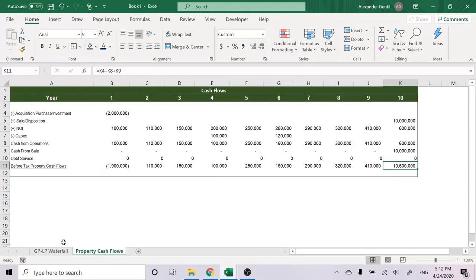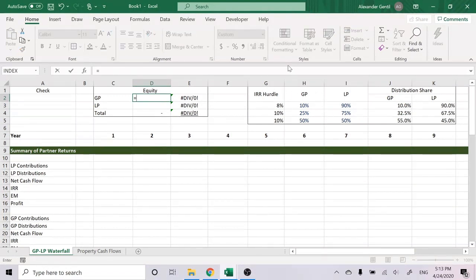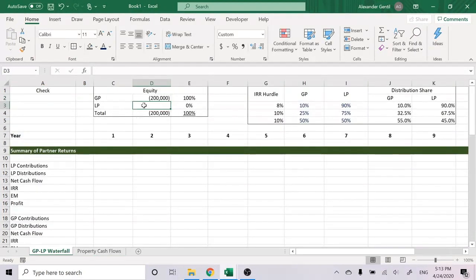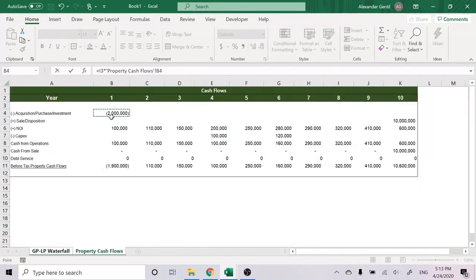Okay. So with that in mind, let's take a look at our waterfall structure here. The first thing we want to know is how much equity each partner is putting into the property. The general partner, we established, is going to put in 10% of the equity, and that's over here. Take 10% of the purchase price, and I'm just going to make that negative, just so we can see it better. And the limited partner is going to put in 90% of the purchase price. Again, just making that negative here.